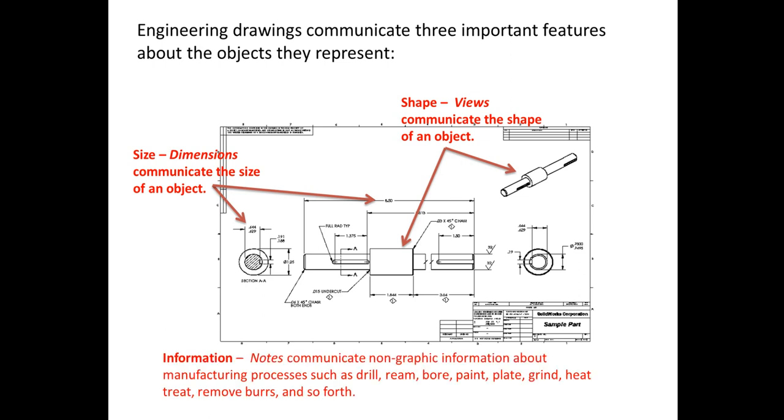The other bit of information that we need is about the non-graphical things, like what processes, drilling, reaming, boring, painting, finishes, or a special treatment after it's been manufactured. These are all important information. They must be included on your drawing.